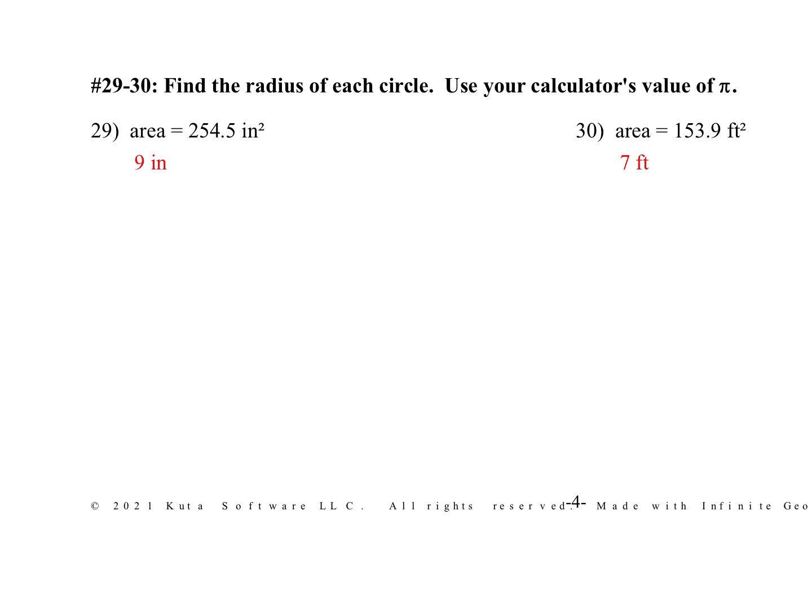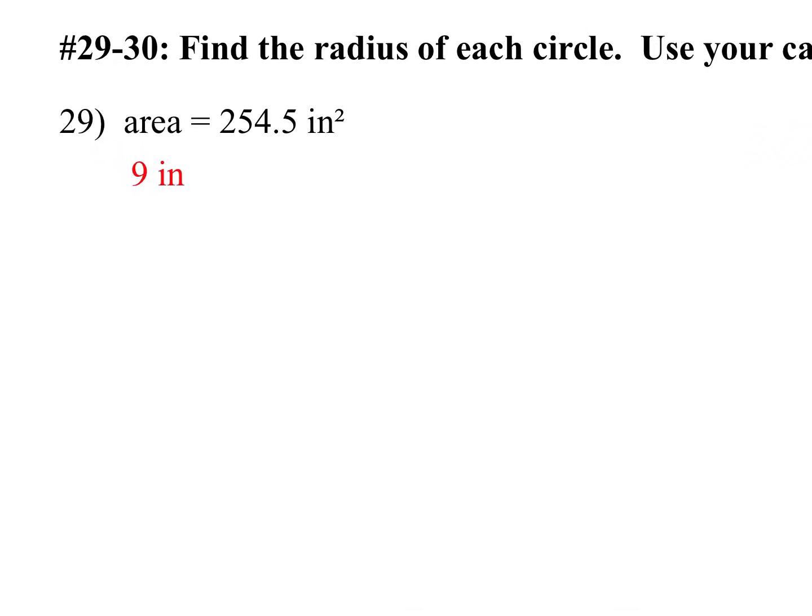29 says find the radius of each circle. Use your calculator's value of pi. So the area is 254.5, and it wants us to find radius. So I'm using the formula that's got area and radius. Area is pi r squared. They told me area is 254.5, so I'm going to plug in 254.5 for the area. And we're still looking for the r.